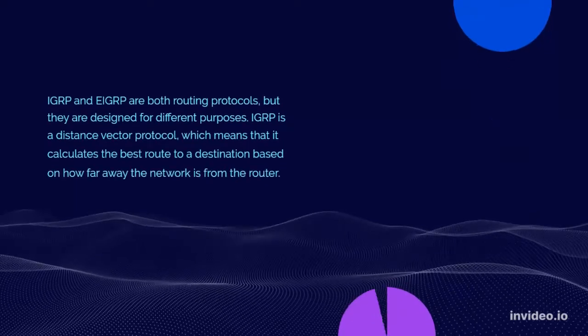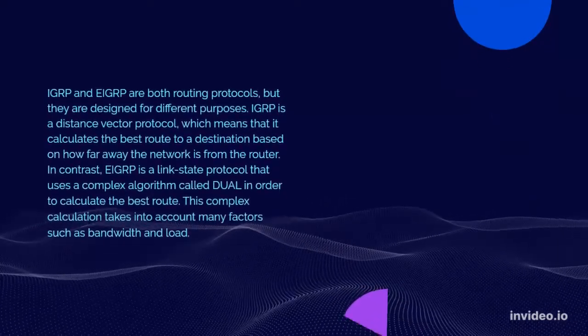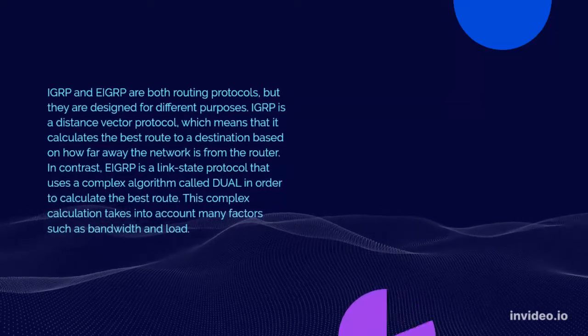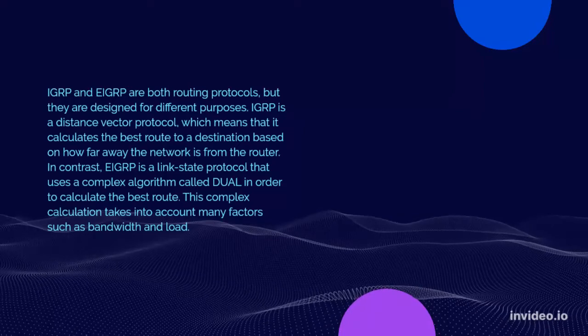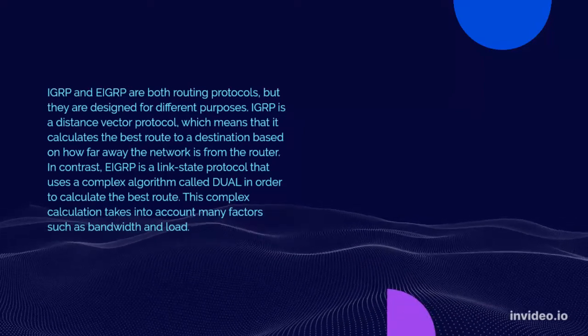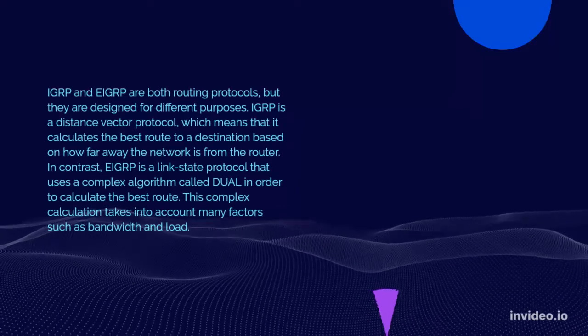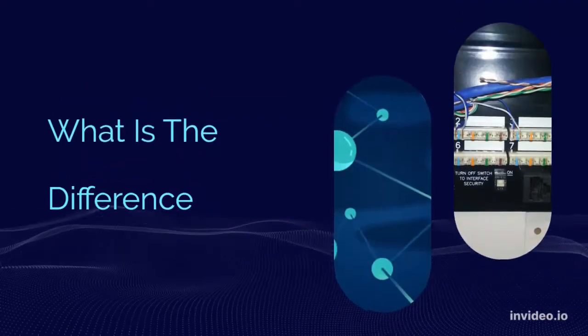What is the difference between IGRP and EIGRP? IGRP and EIGRP are both routing protocols, but they are designed for different purposes. IGRP is a distance vector protocol, which means that it calculates the best route to a destination based on how far away the network is from the router. In contrast, EIGRP uses a complex algorithm called DUAL in order to calculate the best route. This complex calculation takes into account many factors such as bandwidth and load.